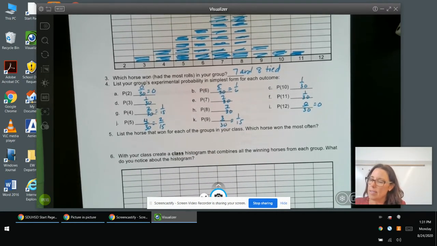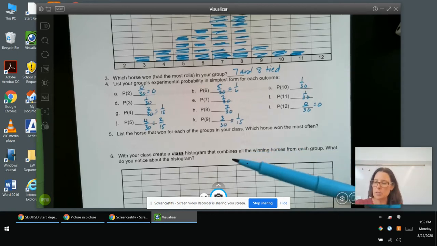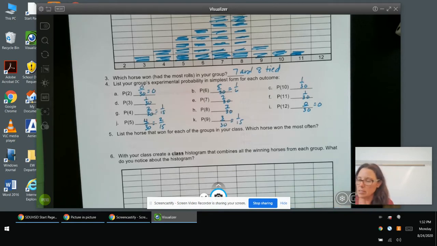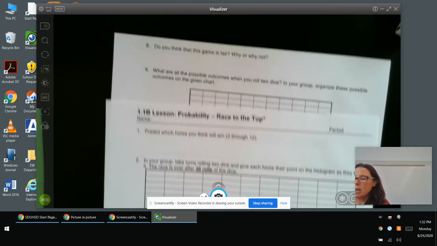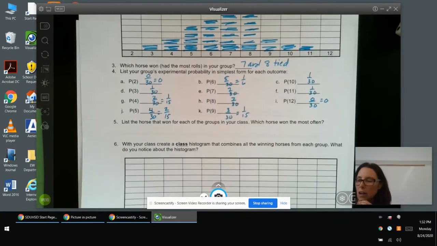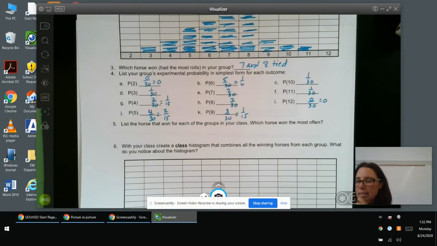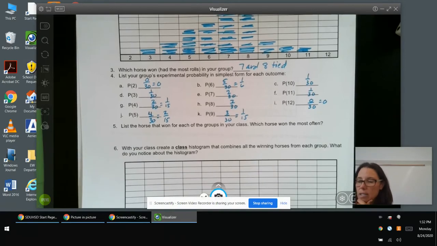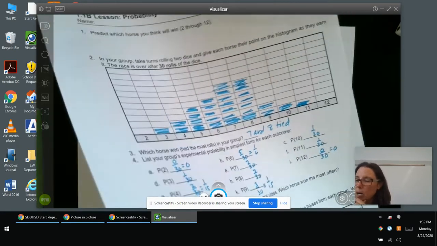it says list the horse that won for each of the groups in your class. Which horse won the most often? So we're going to go ahead and do numbers 5, 6, 7. We're going to go ahead and do 5, 6, and 7 when I see you in class, because that's going to be dependent on what we all, as a class, got as far as our results from that top part.